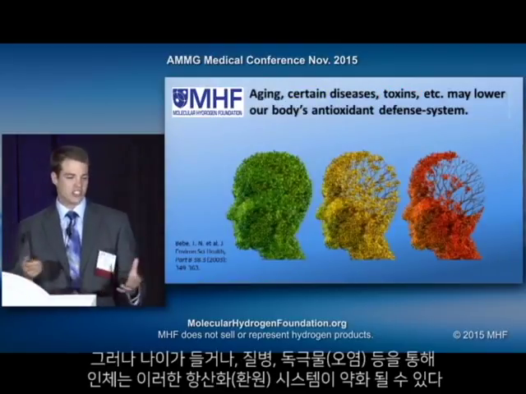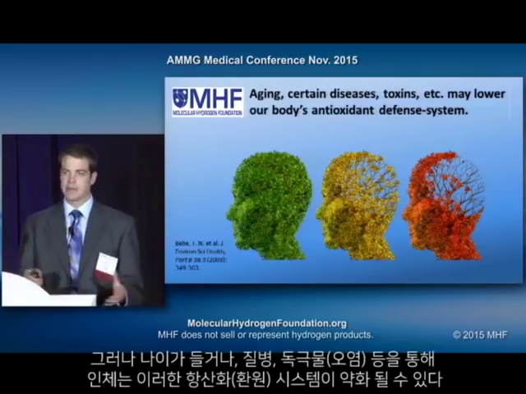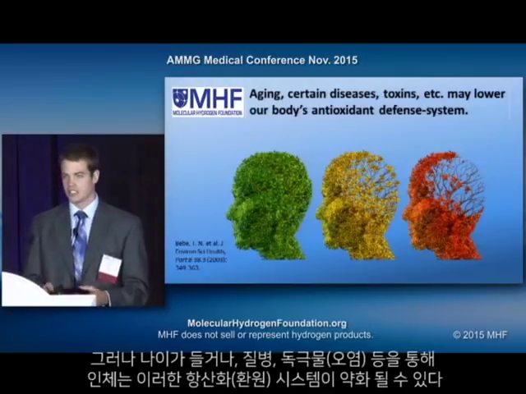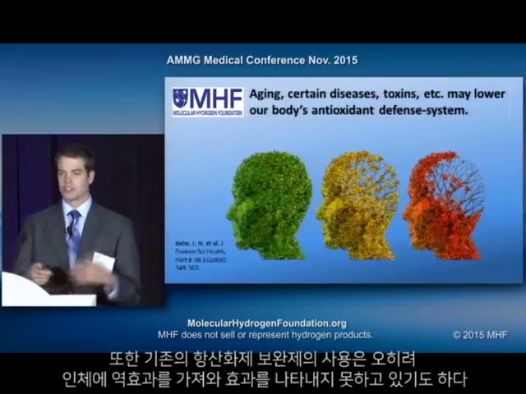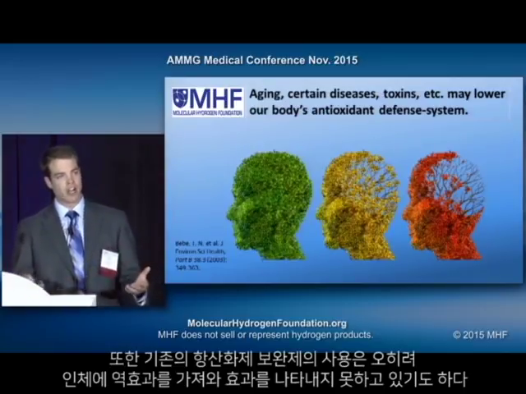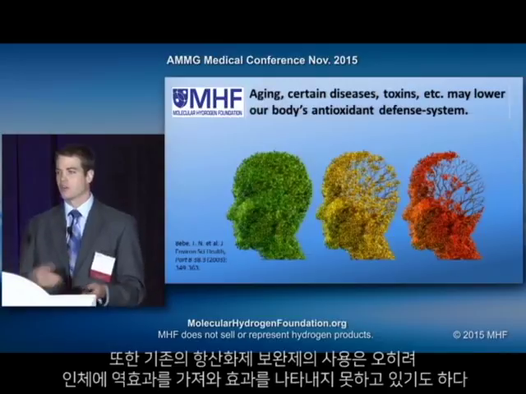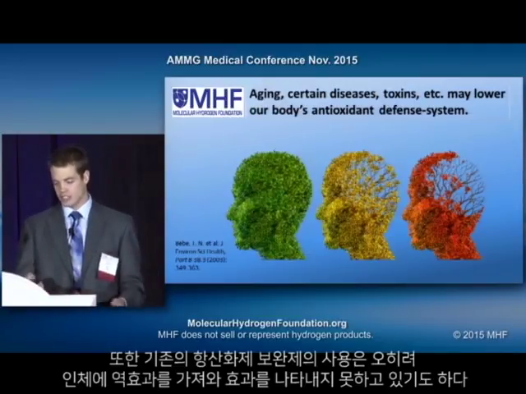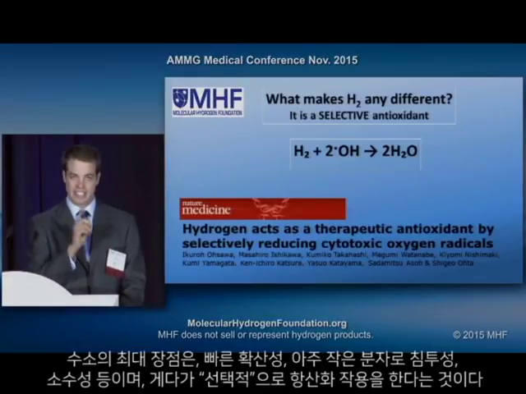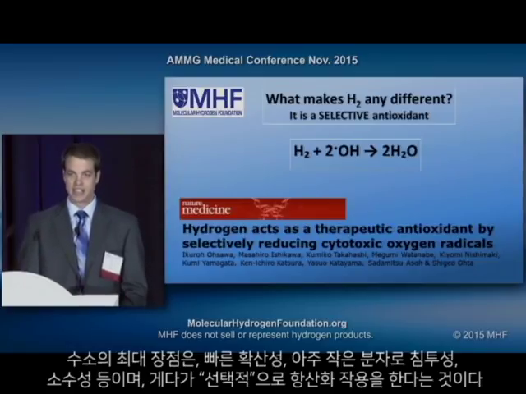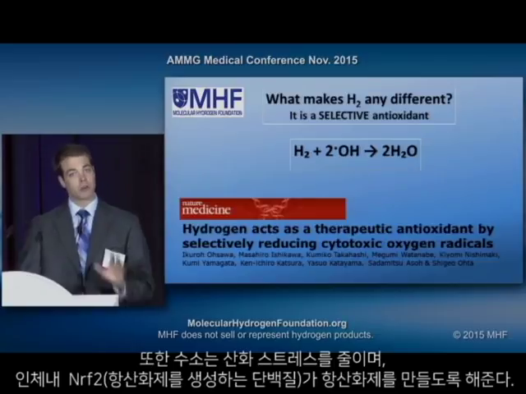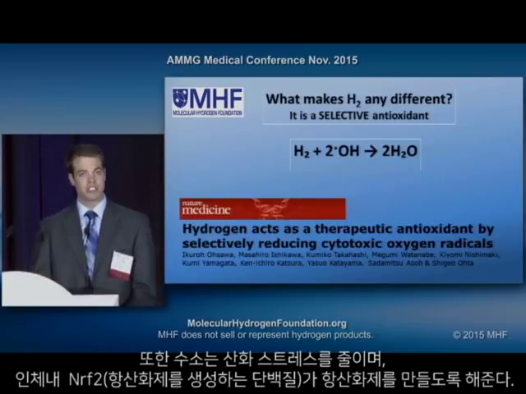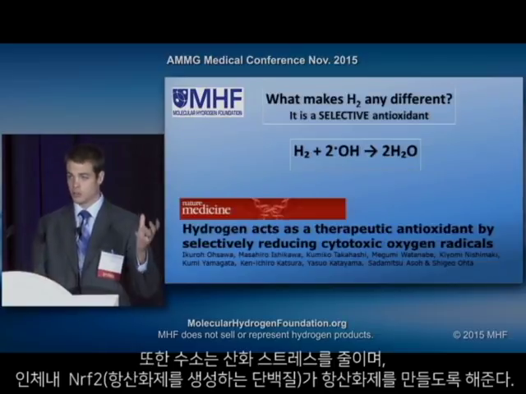Via aging and certain diseases, toxins, some of these things may actually lower our body's own antioxidant self-defense system. So maybe we're going to have lower glutathione levels or lower catalase levels or different things. Now we're going to have an excessive amount of oxidative stress in the brain, the liver, or other organs of the body, causing various diseases. Notice the article: it's selective. Selective antioxidant. It's really only going to scavenge the most cytotoxic or cell-damaging free radicals, such as the hydroxyl radical.